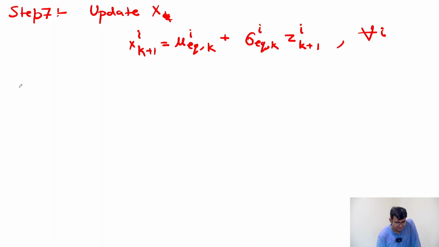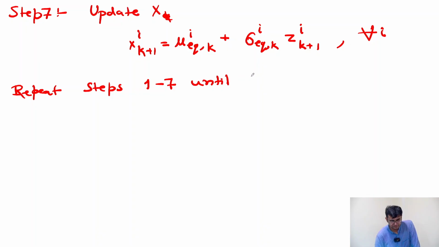And then you will repeat step 1 to step 7 until convergence. So this is the FORM algorithm that we discussed over the last 2 lectures. This is the gist of it, right? So repeat steps 1 to 7 until convergence. And by now you know what it will return, so I am not writing that.